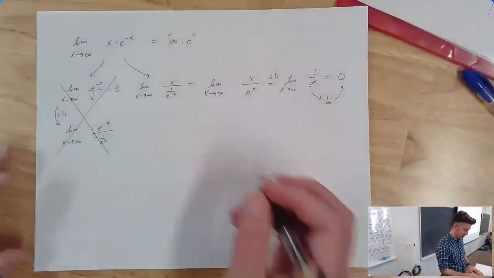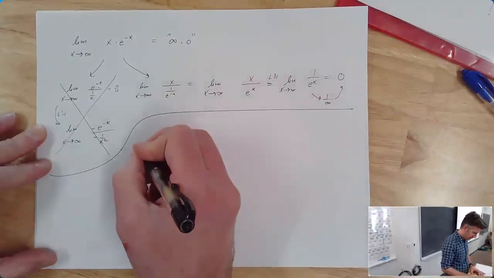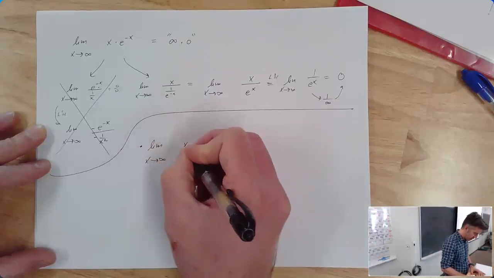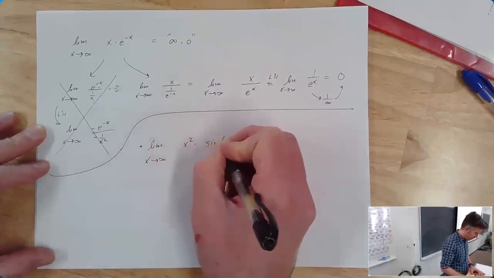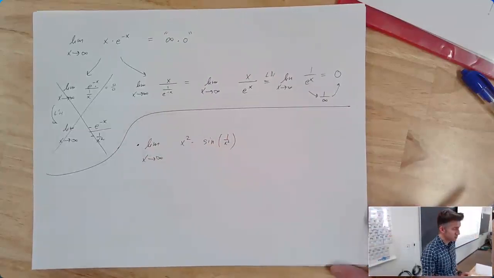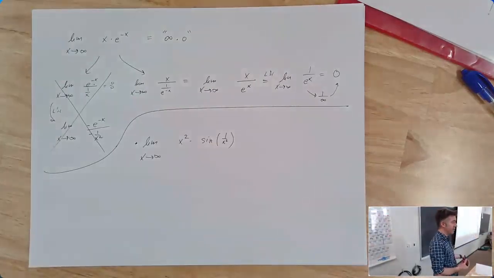All right, let's look at this example. I like this next example. Let's say we want to find the limit as x goes to infinity of x squared times sine of 1 over x squared. First of all, is it what we're looking for? Well, no, actually, it's not. It's not infinity over infinity or 0 over 0. But is it an indeterminate form?